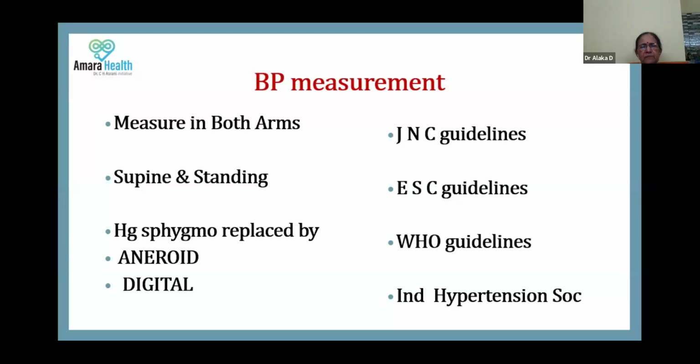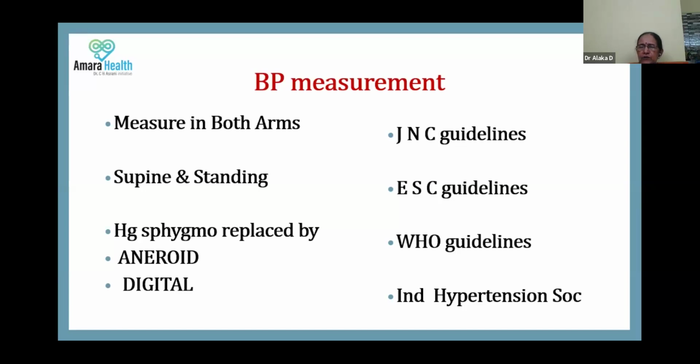On the left side, the BP was very low. We investigated him, and there was a stenosis of the left subclavian artery. Okay? In the coarctation also the same thing can happen. Therefore, take the pulse on both the sides and also measure the blood pressure in both arms. Take it in supine and standing position.